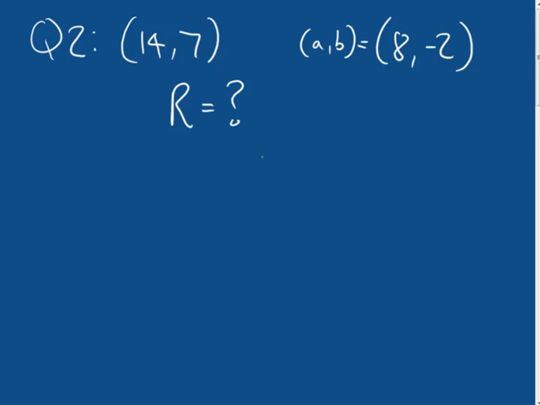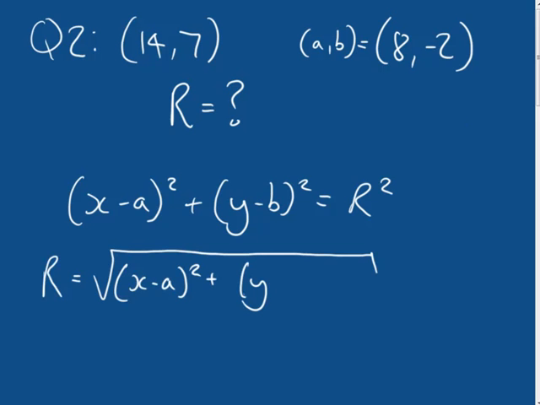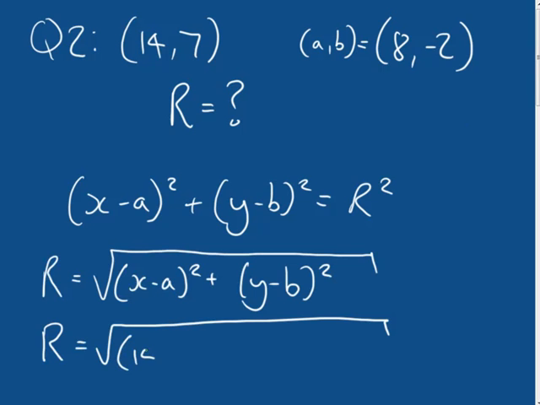Okay, welcome back everyone. So again, we're going to be using our equation for a circle centered about a, b. So x minus a squared plus y minus b squared is equal to r squared. Fairly simple to solve for r in this case. We're going to simply take the square root of both sides. So that's the square root of x minus a squared plus y minus b squared. We can plug all of our values into this equation. So x is 14 minus a is 8 squared plus y is 7 minus minus 2 squared as I scroll down.